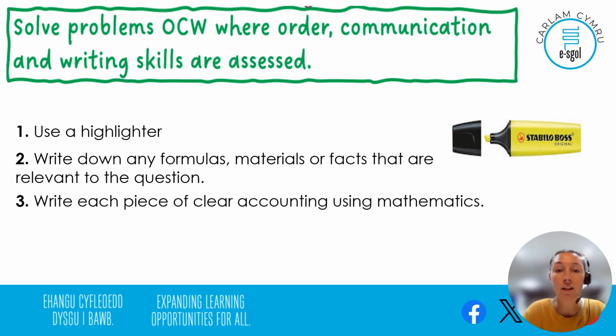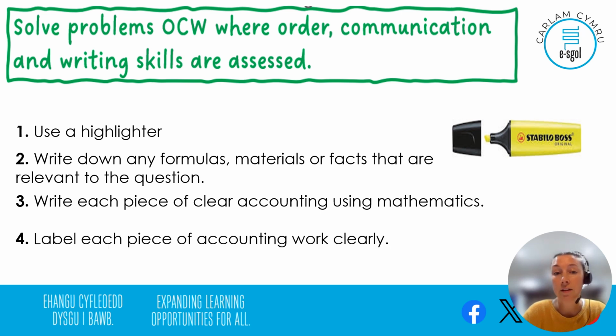Write each piece of clear accounting using mathematics. Label each piece of accounting work clearly. Now that doesn't mean you need to write long sentences or paragraphs or tell a story or anything like that. Just that you label everything clearly with the correct pound signs or pence signs, for example. Whether you're dividing or adding, just put those signs in. Obviously write down your totals just so it's clear, and use correct units in your answer.